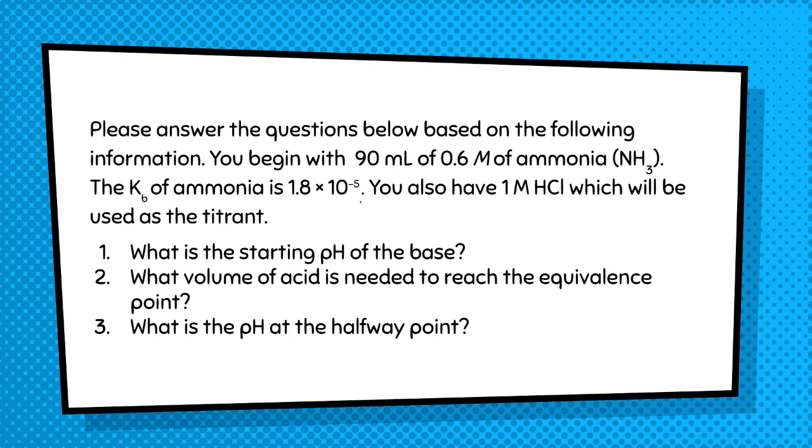So here we have a weak base situation where there's 90 mLs of a 0.6 molar ammonia solution. We're given the Kb, and we also know that the acid we're using for titration is HCl and it's 1 molar. We're going to find the starting pH of the base, the volume of acid needed to reach the equivalence point, and finally the pH at the halfway point.